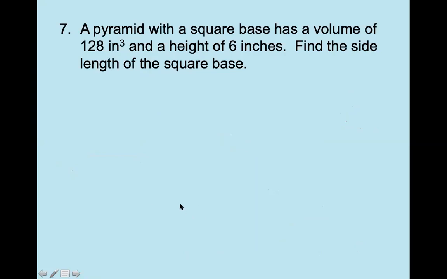All right, number 7, this time it's given to us as a word problem. It says a pyramid with a volume of 128 cubic inches and a height of 6 inches, and they want us to find the side length of the square base. All right, so this time I'm going to draw a little picture. I think it's helpful to have a picture to go with it.